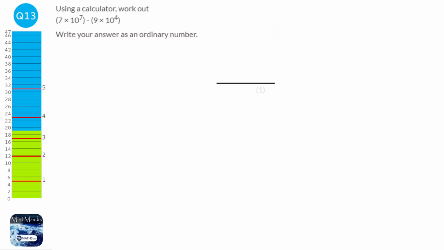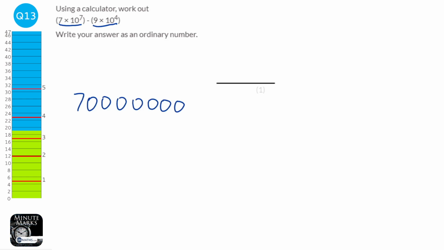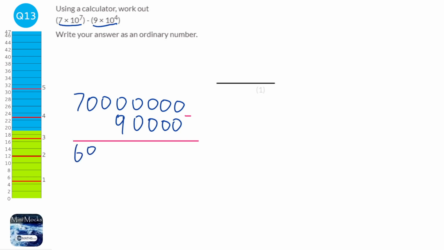So the only way of answering this question is to work out what these are as ordinary numbers. And so 7 times 10 to the power of 7 would be 7, 1, 2, 3, 4, 5, 6, 7. And 9 times 10 to the power of 4 would be 90,000, so that would be 9,000,000. And so we're just subtracting them like that. And so we'll get 6,991,000.